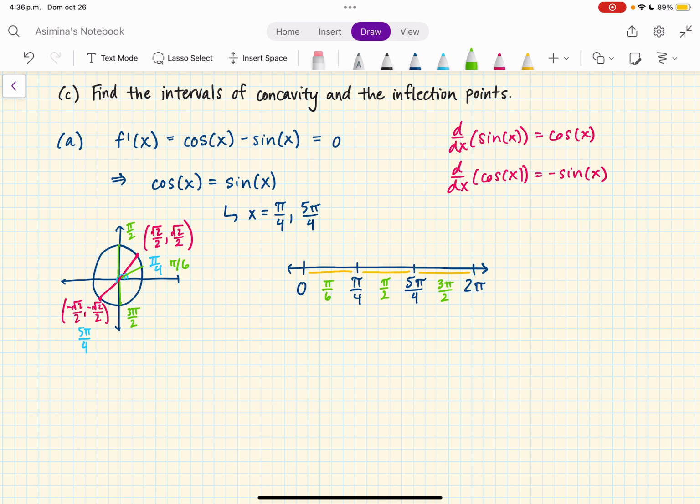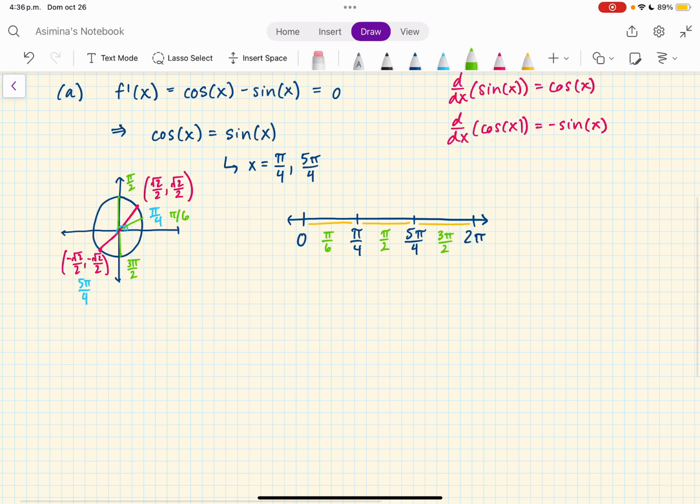So now what am I plugging these values into? I'm plugging them into the derivative of f, because wherever the derivative is positive or negative is going to tell me whether the function f is increasing or decreasing on that interval. So let's start plugging things in. So first I'll do f prime of pi over 6. So what is that going to be? That's cosine of pi over 6 minus sine of pi over 6.